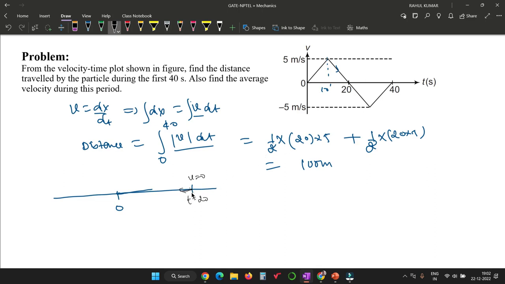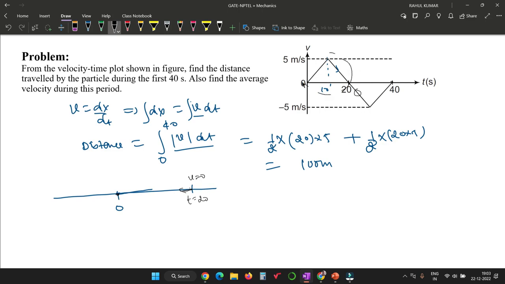After t equal to 20 seconds, the direction of the velocity is still in this direction, and in this direction the velocity becomes more negative. After that, in the negative direction, the velocity starts decreasing in magnitude, and finally it becomes 0. So again it is reaching this point, because there is a similarity.